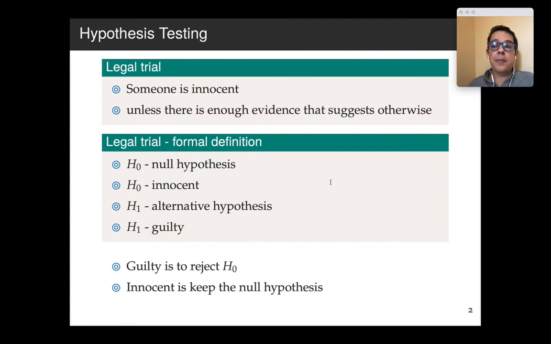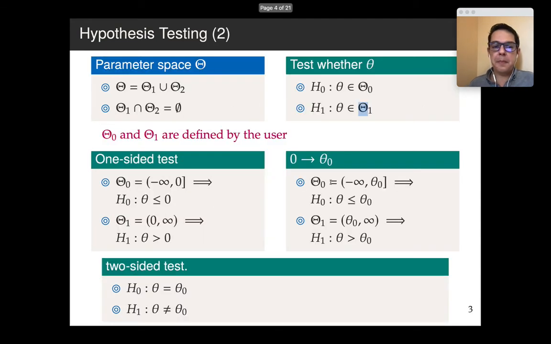So everybody is innocent until you have evidence, until the data tells you that it's very unlikely that you remain innocent. Since it's very unlikely that you remain innocent, you reject the null hypothesis, which is innocent, and you go for the alternative hypothesis, which is being guilty.